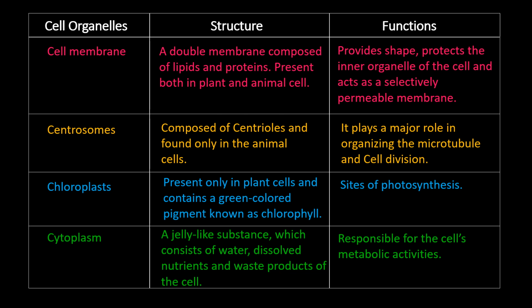Chloroplasts are present only in plant cells, and they contain a green-colored pigment known as chlorophyll. They are the sites of photosynthesis. Cytoplasm is a jelly-like substance which consists of water, dissolved nutrients and waste products of the cell. It is responsible for the cell's metabolic activities.